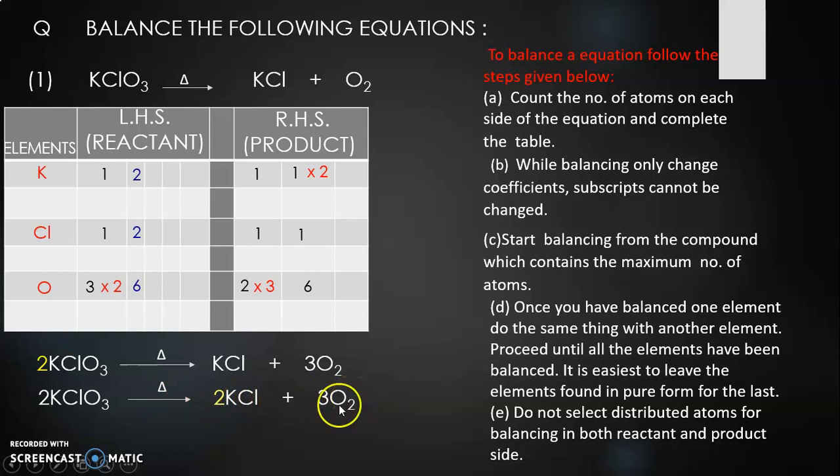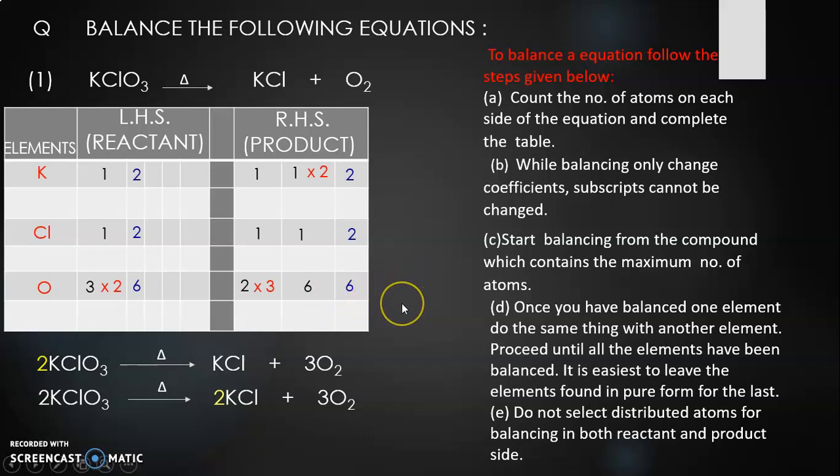Let's count the atoms again. 2K, 2 chlorine Cl and 3 2s are 6 oxygen. So if you look at the table, the number of atoms for potassium, that is K, Cl and oxygen, are equal on the left hand side and the right hand side. So students, that means now our equation is balanced.